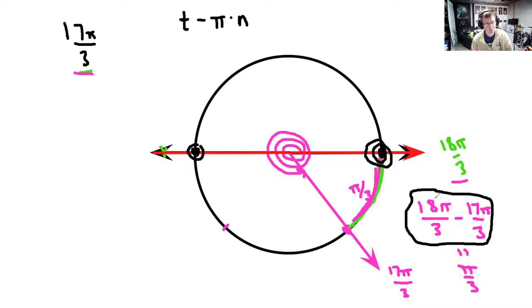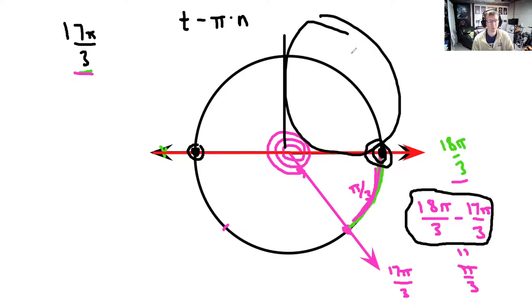We find the closest multiple of pi to our given angle. We take the difference. Now, notice the order. I switched it around over here. I took a multiple of pi minus our angle. The reason I did that is because reference angles are always positive. We are always relating angles to angles in the first quadrant up here. We're always using our reference angles to represent an angle in the first quadrant. So reference angles are always positive.